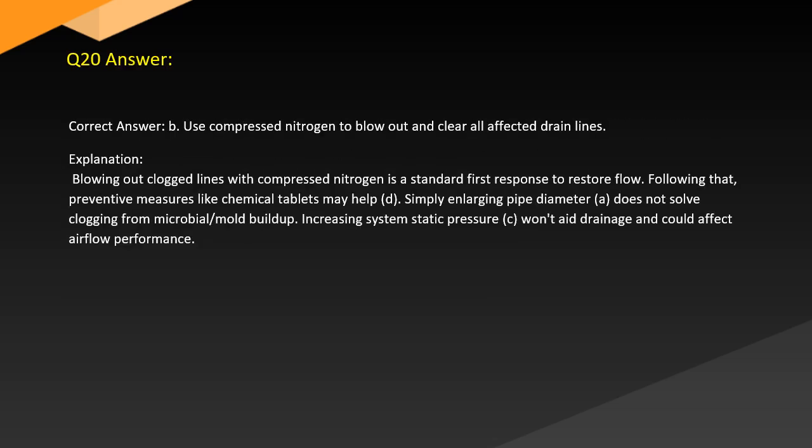Answer. Correct answer: B. Use compressed nitrogen to blow out and clear all affected drain lines. Explanation. Blowing out clogged lines with compressed nitrogen is a standard first response to restore flow. Following that, preventive measures like chemical tablets, D, may help. Simply enlarging pipe diameter, A, does not solve clogging from microbial mold buildup. Increasing system static pressure, C, won't aid drainage and could affect airflow performance.